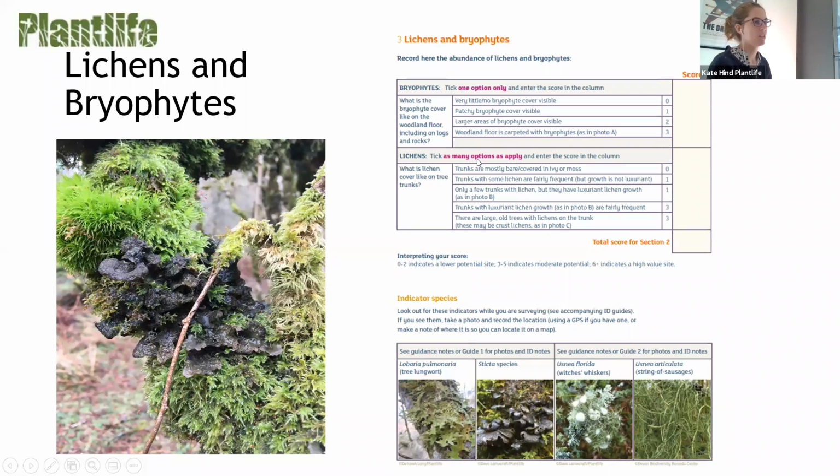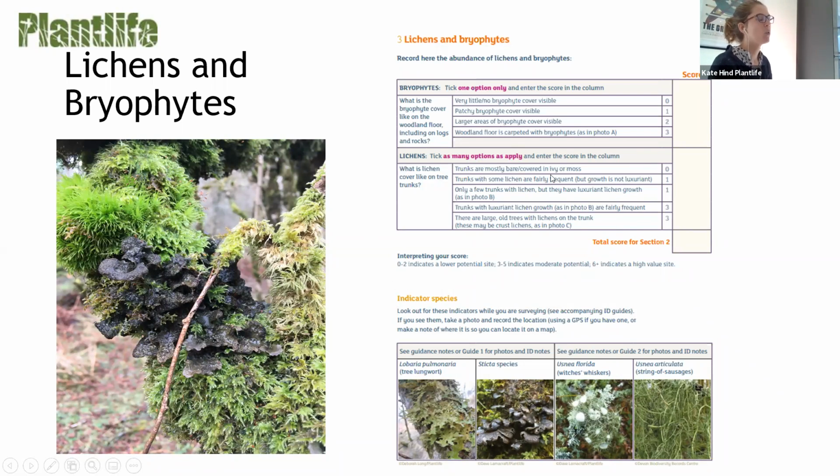With the lichen section, you can tick as many options as apply for this section, so it's slightly different. So we want to know if you see large old trees with lichens on the trunk, then you'd put the score 3. Trunks with luxuriant lichen growth and fairly frequent, again you'd put a 3. And then there's these other options here as well. So you would put the score in and total up your score. And if it's above 6, this indicates it's a high value site. But anything below that would be a moderate or a lower potential site.